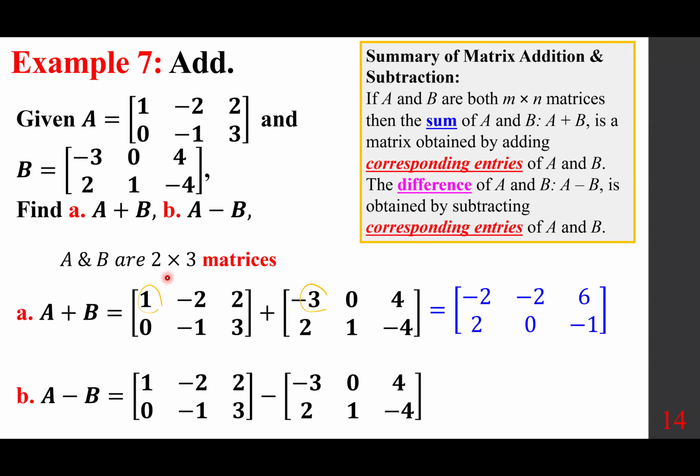A minus B. So as an example, this would be 1 minus -3, which means +3, which means 4. -2 is not changing because this is 0. 2 minus 4 is -2. 0 minus 2 is -2. -1 minus 1 is -2. 3 minus -4, that means +4, is 7. So this is also a 2 by 3 matrix as expected.